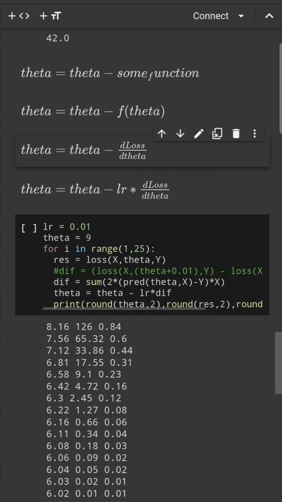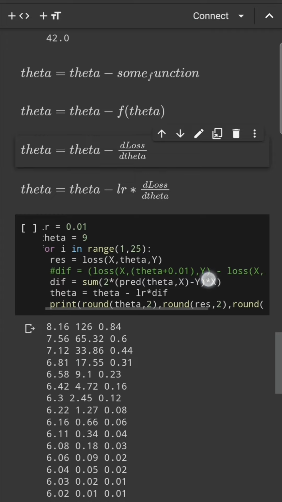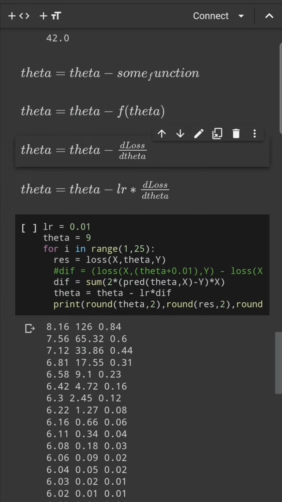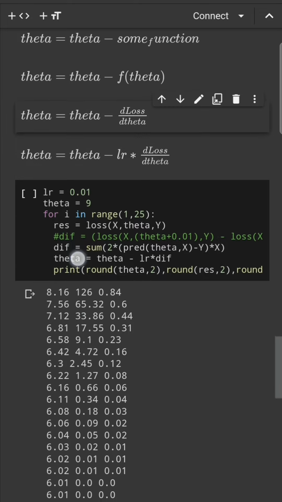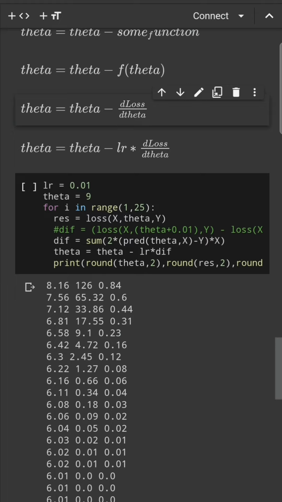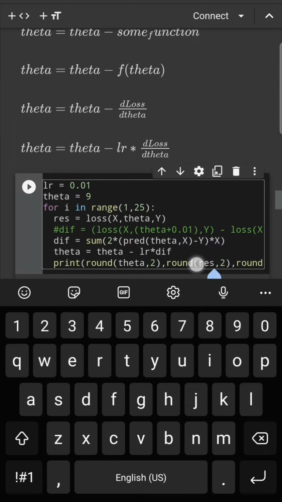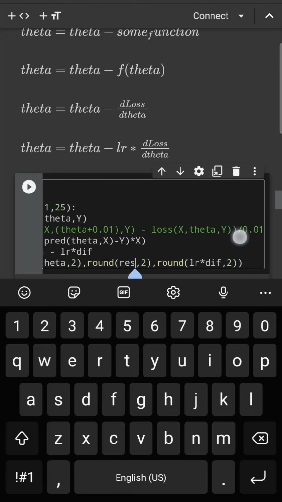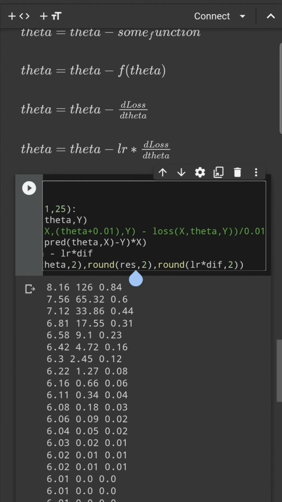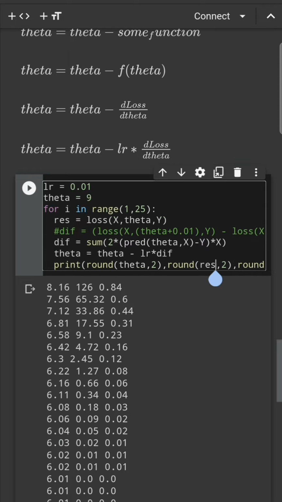So I just found the differentiation at that theta in the loss function, which is stored in the variable div. So again I'm trying to do the update of theta. So theta is equal to theta minus learning rate into differentiation at that point of theta. Over there I'm trying to print theta. This round function will round my values. In the first value I'm printing theta, second I'm printing the loss, and third learning rate into differentiation, how many steps I'm taking, how much number I'm subtracting. So that will tell.